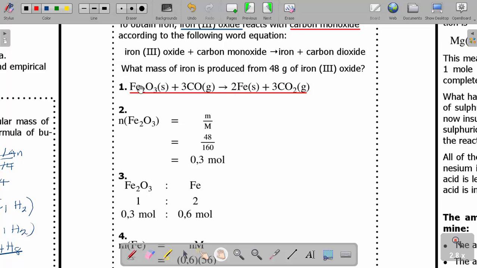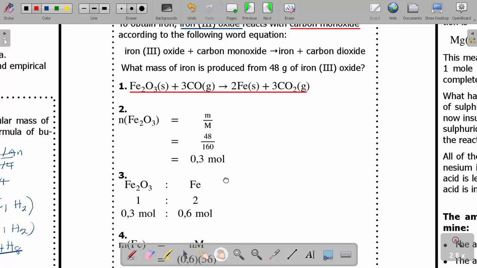So here it is 1 is to 2. Now this 0.3 is for iron oxide, which is why we're putting it here. And because it's 1 to 2, it means it's going to be multiplied by what? By 2 to give us 0.6 moles.